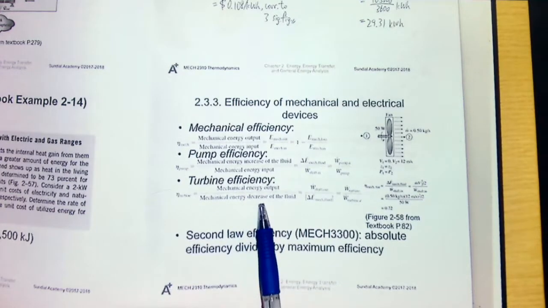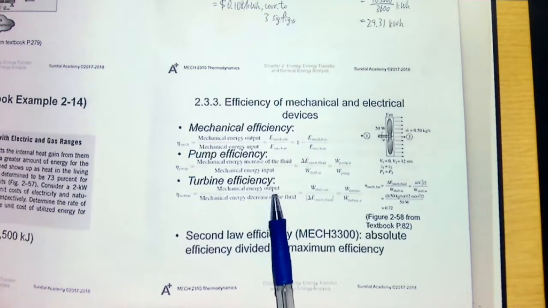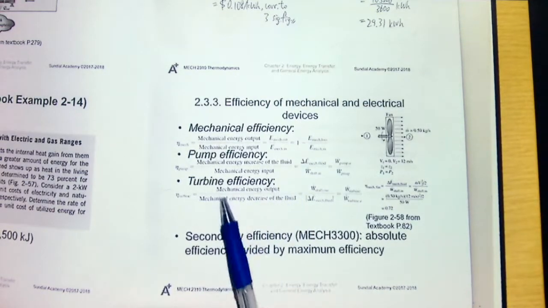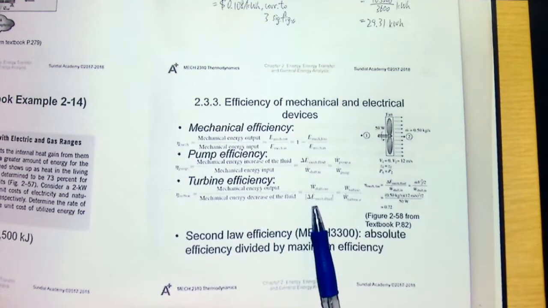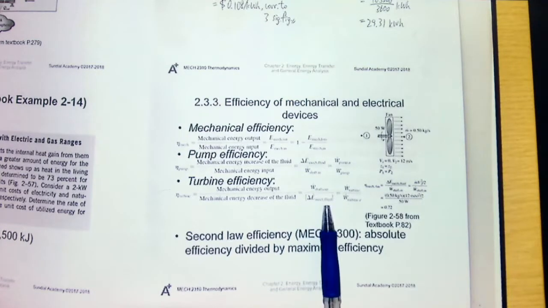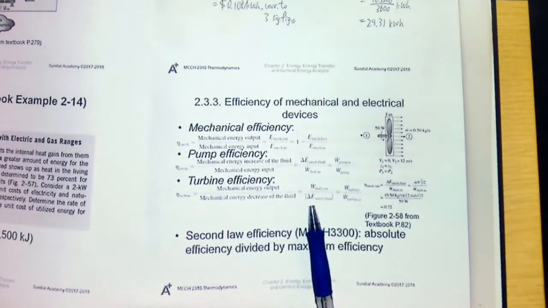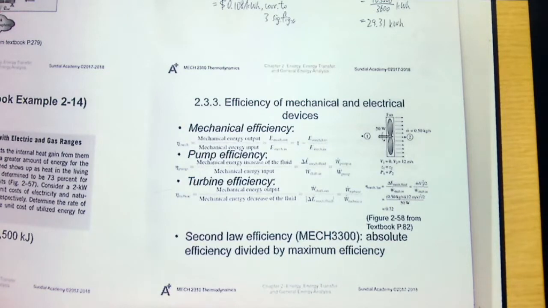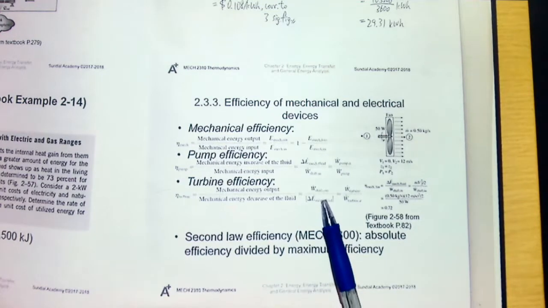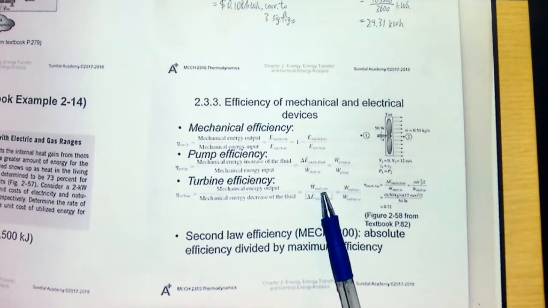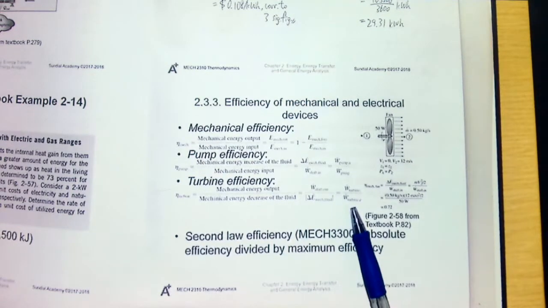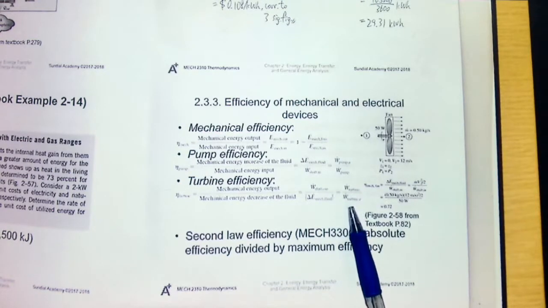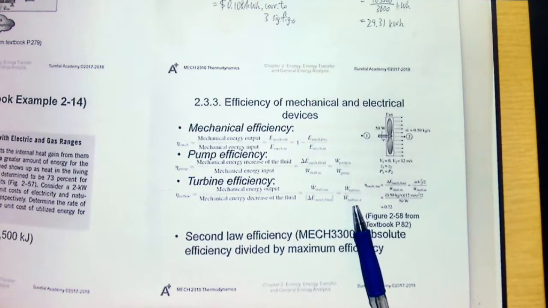The mechanical energy decrease of the fluid is the denominator, and the numerator is the mechanical energy output. This is the useful output, while the other is the input. So the denominator will be the absolute value of delta E dot of the mechanical energy of this fluid. We put an absolute sign here because it's a decrease, so if we calculate this delta, it will become negative. Okay, so we need to add an absolute sign here. The numerator will be equal to the shaft work output, that is, the power extracted from the turbine. The denominator is the mechanical energy decrease of the fluid, and the numerator is the power delivered by this turbine.